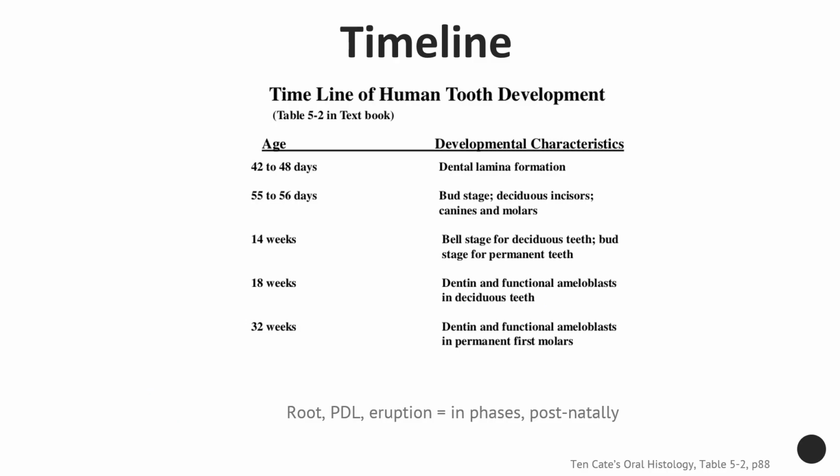How does this look in terms of the timeline of human tooth development? So you can see in terms of age of the embryo, dentine starts to form around 18 weeks of development, and ameloblasts also, which means there is between this point and this point the appearance of enamel in the developing embryo.